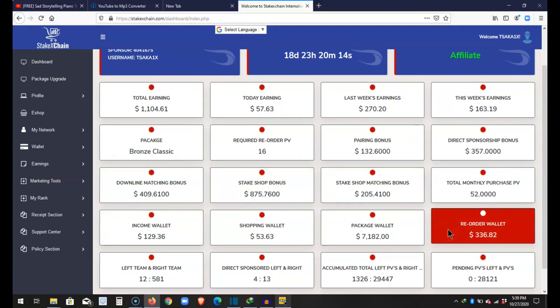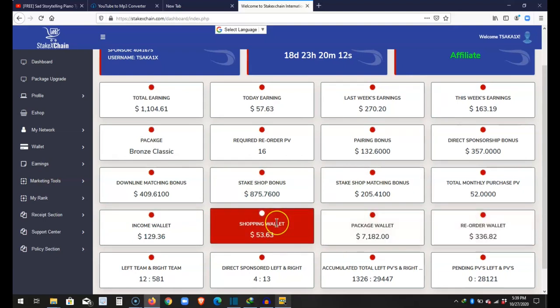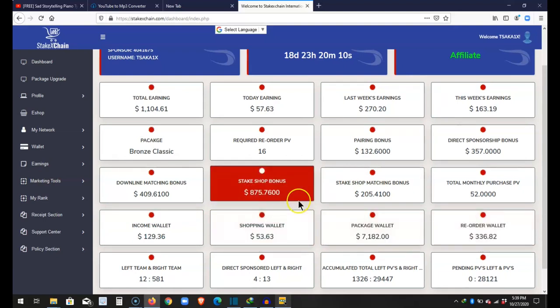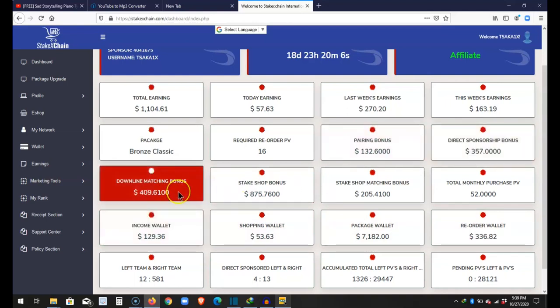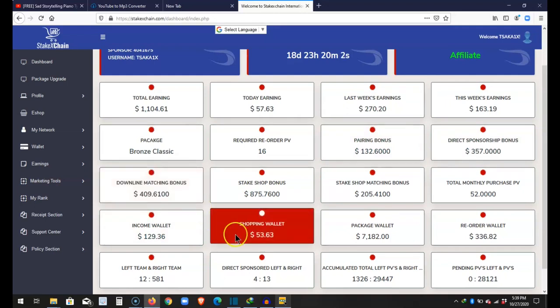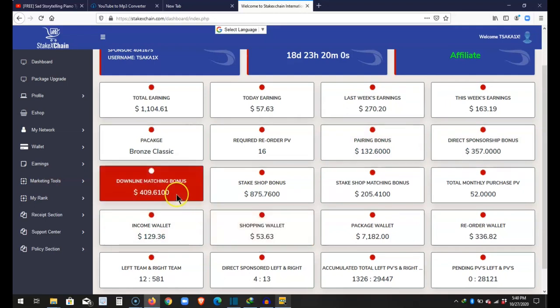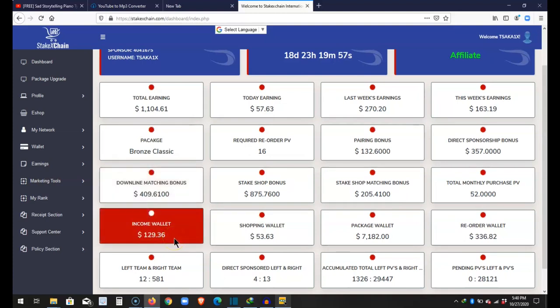So now you may be asking, what contributes the shopping wallet? Now when you earn direct sponsorship bonus, pairing bonus, and then downline matching bonus, all these monies, they'll put 20% in the shopping wallet for you, then 80% will now go into the income wallet. Please note this division very, very carefully.